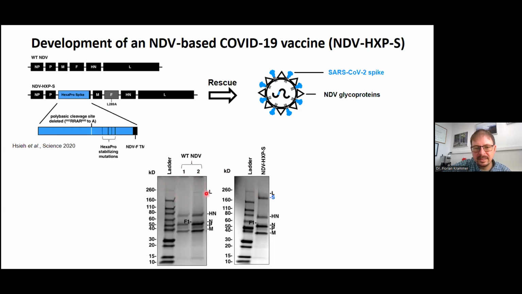And so we made these viruses, and you can see here in these SDS-PAGEs, on the left side, the wild type version of the virus. So you see the different proteins in these virus preparations, the NDV proteins. And then here on the right side, you see a preparation of this construct, which we call NDV-HexaPro-S. And this has an additional band here, and this is the spike protein of SARS-CoV-2.